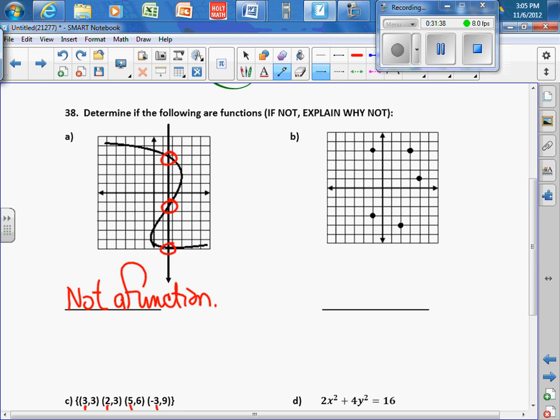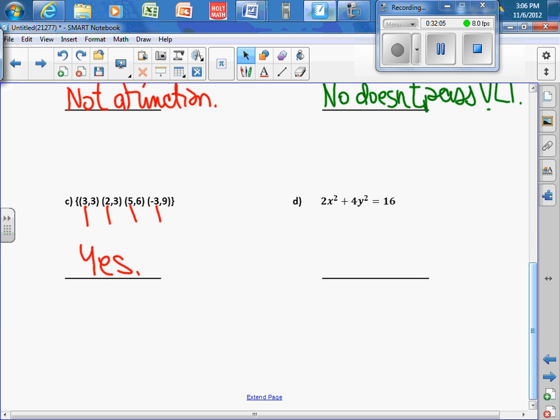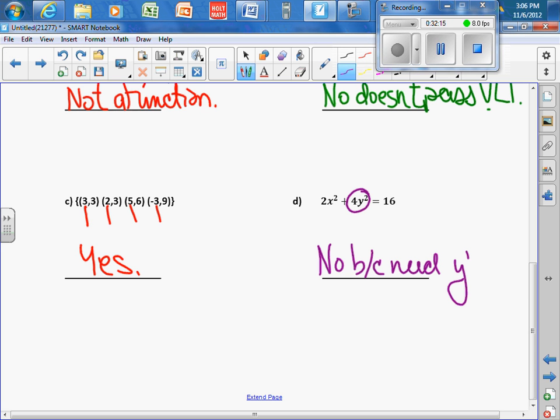B is not a function because these 2 points right here line up in the same vertical line. The reason why is because it doesn't pass the vertical line test. And now to our last question, and that is, is this a function? And the answer is no, because we need y to the first power, and this shows y to the second power.